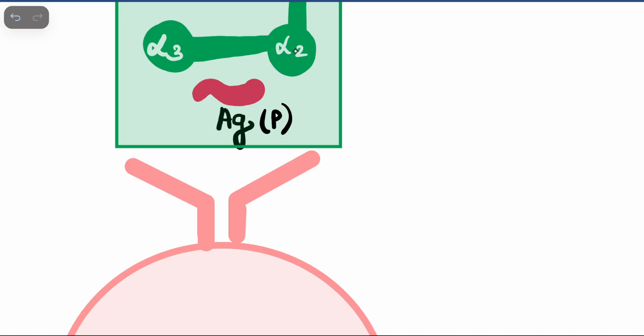In the next class we are going to talk about the exogenous pathway, wherein we are going to talk about MHC class II and their particular representation of the antigen.